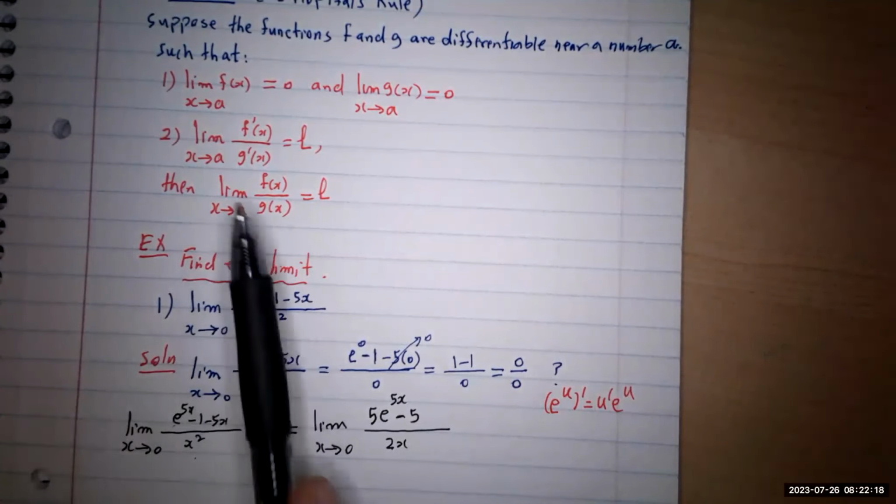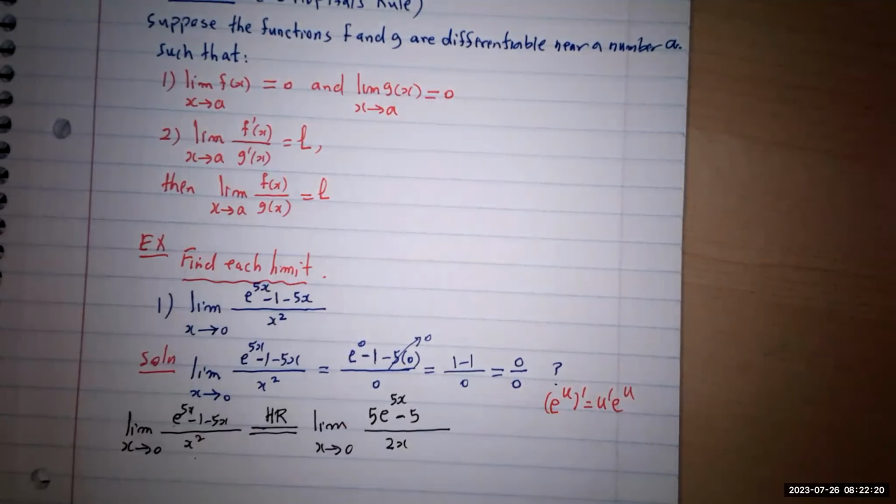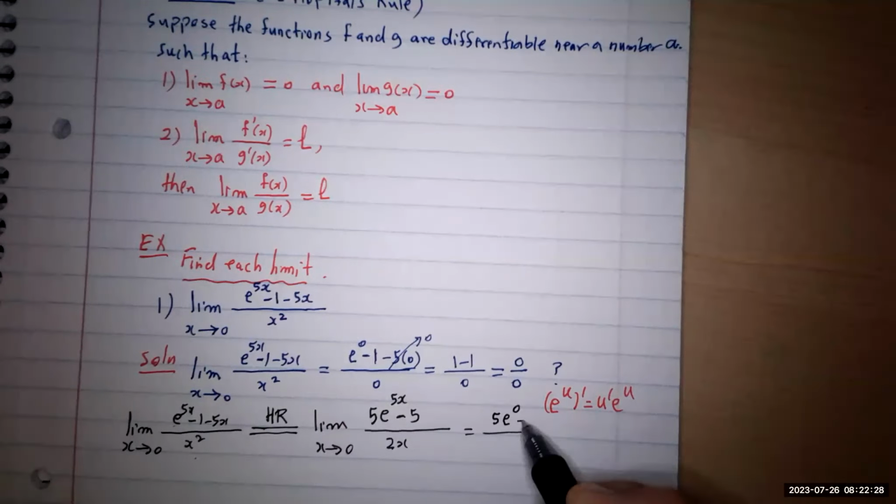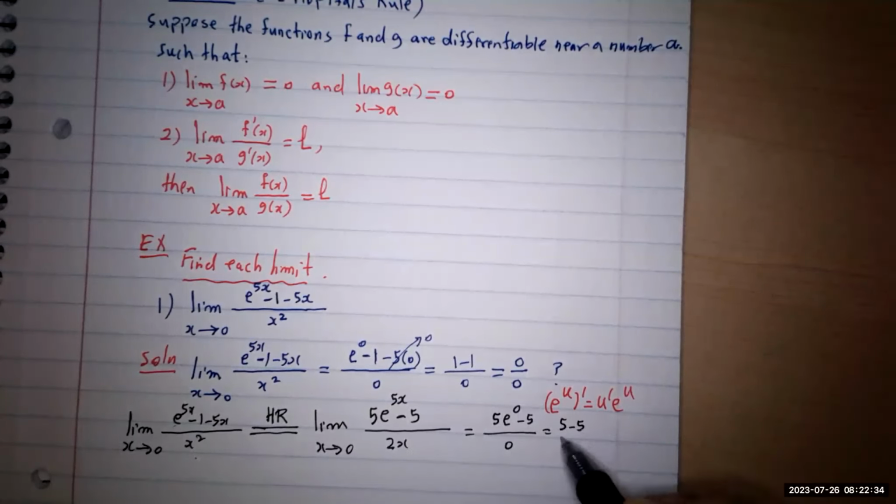Okay, so I form this f prime over g prime. Now repeat it again, substitute. If you substitute x equal to 0, the top would be 5e to the 0 minus 5, and the bottom would be 0. E to the 0 is 1, so that gives you 5 minus 5 over 0. You get 0 over 0 again. See?